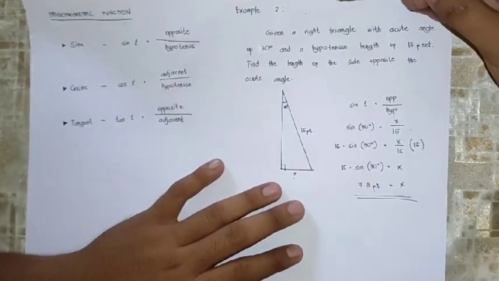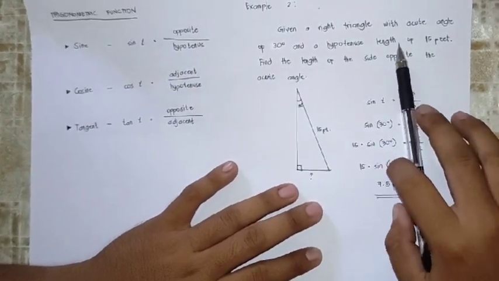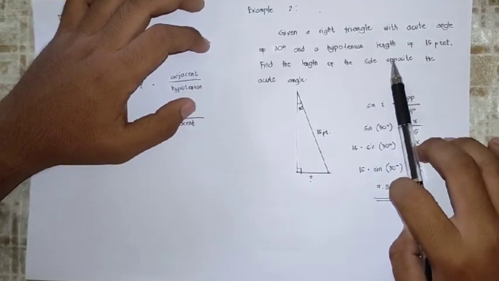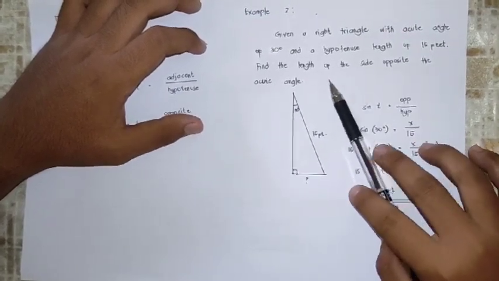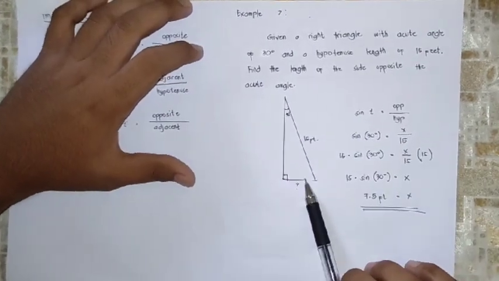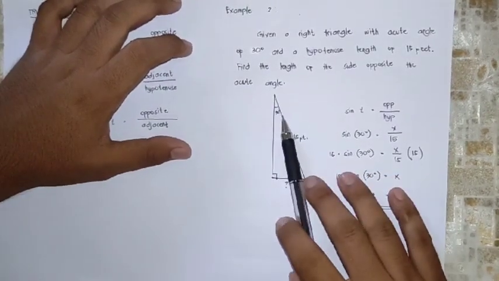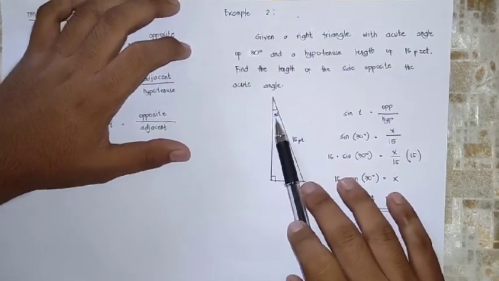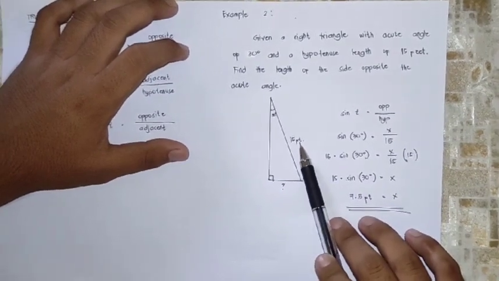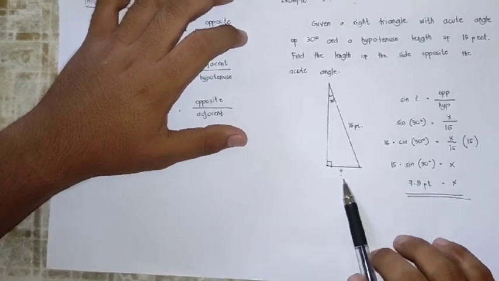So here are some examples. Given a right triangle with an acute angle of 30 degrees and a hypotenuse length of 15 feet, find the length of the side opposite to the acute angle. So here is the illustration. The acute angle is 30 degrees and the hypotenuse is 15 feet, and we will find the side opposite to the acute angle.